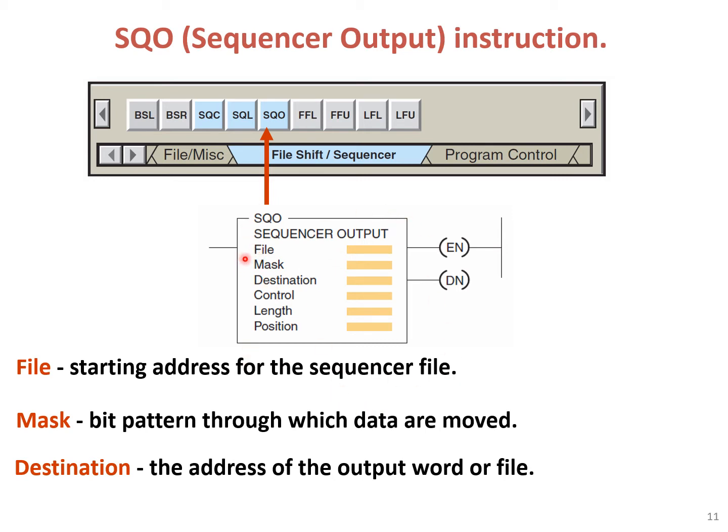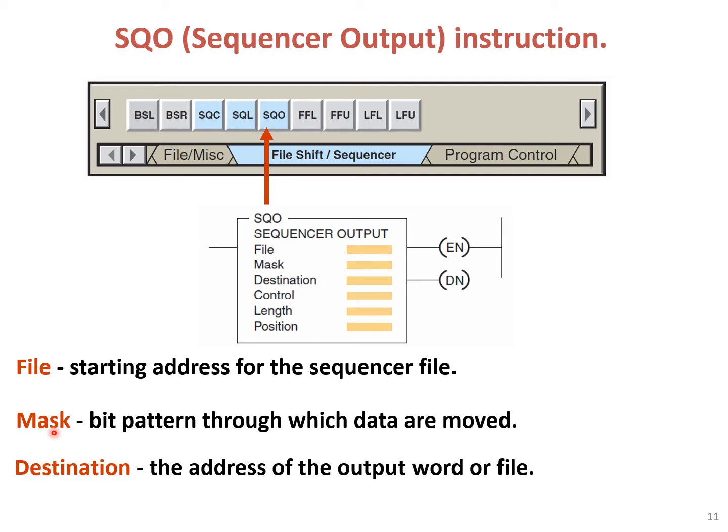You see we have file, mask, destination, control, length, position. We have the enable bit and done bit also. And we see what these are. What is file? File is the starting address for the sequencer file. So this is the starting address that points to the sequencer file, which is at this address. We could find it by the file address here. Mask is the bit pattern through which data are moved.